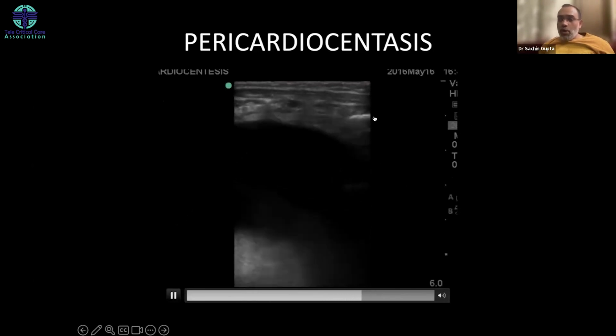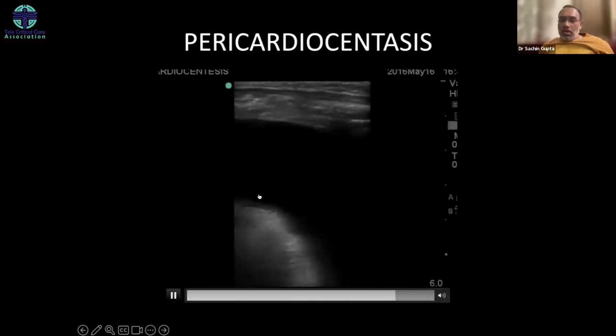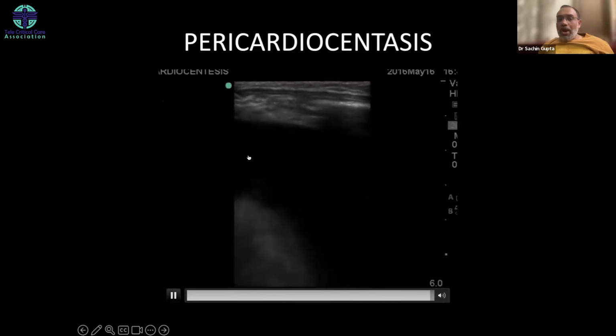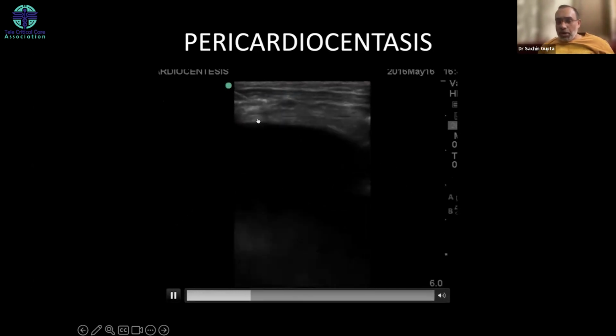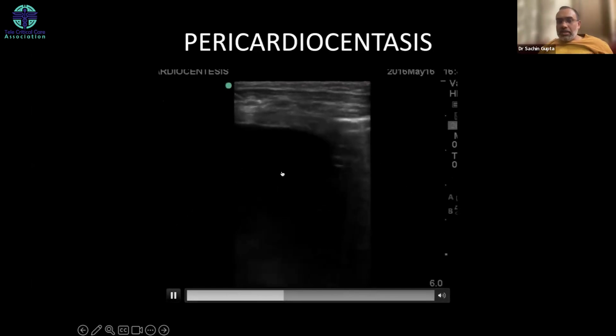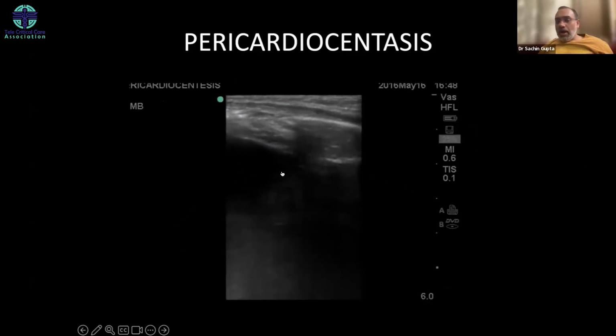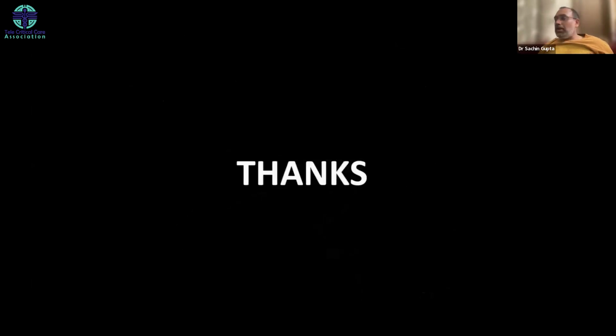So we don't want to create a pneumothorax. This is the heart which is moving, and this anechoic or blackish shadow is the fluid around the heart. So we see the needle from the top coming in. Once the needle is in, you just insert your guide wire and you complete the procedure.